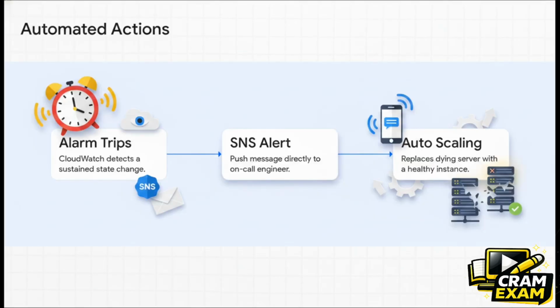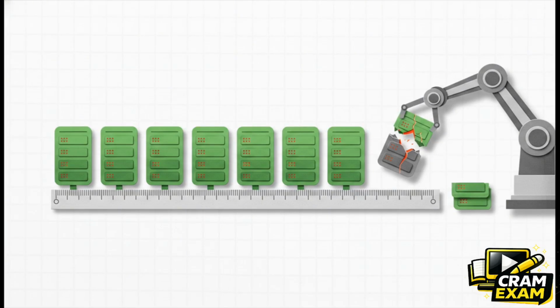So when the alarm finally does trip, it initiates some automated actions. First, it fires off a message to an Amazon SNS topic. SNS instantly pushes a text message or an email directly to your on-call engineer's phone. Second, the alarm triggers an Amazon EC2 autoscaling policy. Autoscaling immediately steps in, permanently terminates that dying, unresponsive server, and spins up a brand new, perfectly healthy instance to replace it. I want you to think about that for a second. You didn't write a single line of recovery code. You didn't manually log into a server to reboot a service. You literally just mathematically defined what healthy looks like, and the AWS ecosystem automatically healed your architecture the very second it drifted from that baseline.